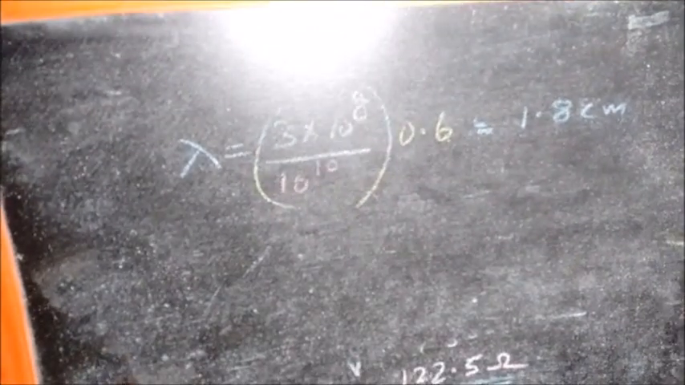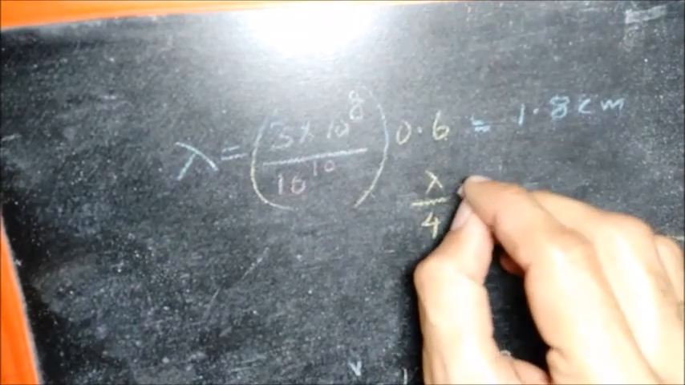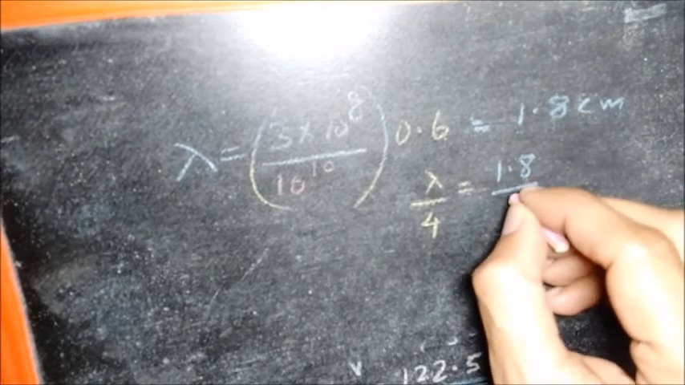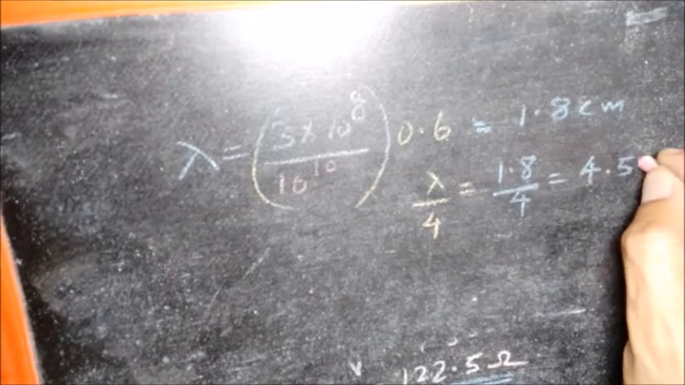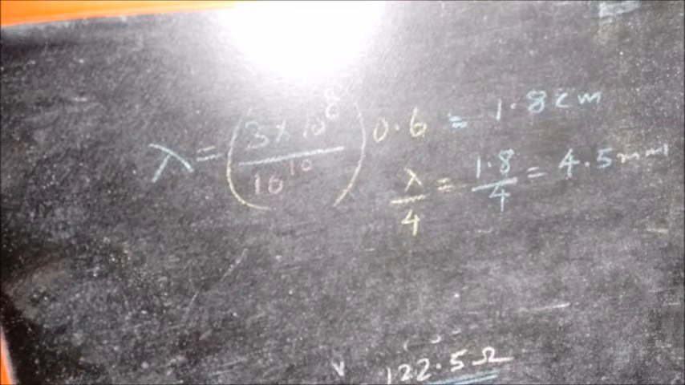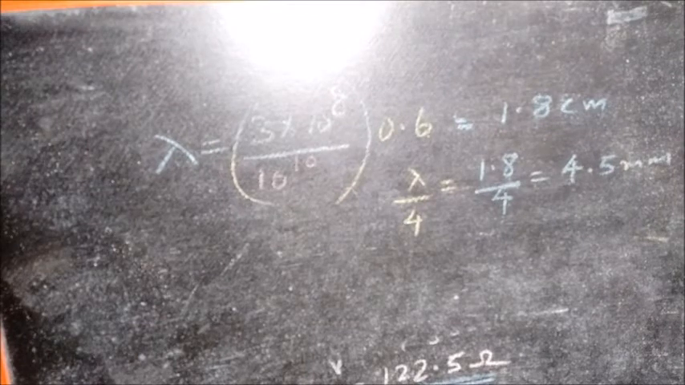It's 1.8 centimeters, which means that the length of our quarter wavelength transmission line will be 1.8 centimeters by 4. That turns out to be 4.5 millimeters, because that will be 0.9 by 2, 0.45 centimeters, 4.5 millimeters. You can see it's pretty small, and that is happening because the frequency is high, the wavelength is small. So it is a very small section of microstrip transmission line that you need.